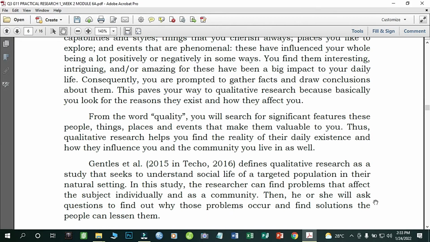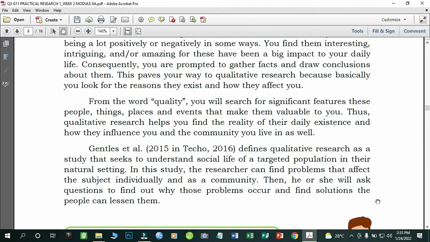Gentles et al. define qualitative research as a study that seeks to understand social life by targeting a population in their natural setting. In this study, the researcher can find problems that affect the subject individually and as a community. Then he or she will ask questions to find out why those problems occur and find solutions that people can relate to.